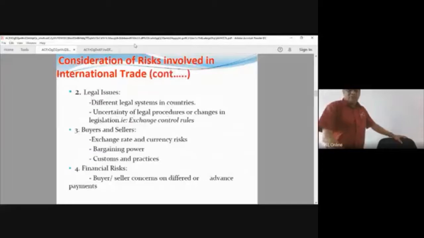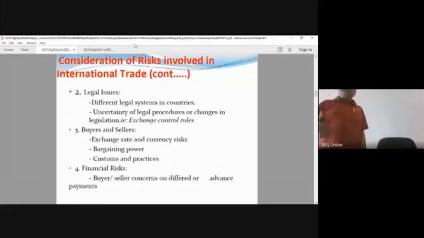Okay, then legal issues. What do you mean by legal issues? Different legal systems in countries. Ours is English law or Roman Dutch law. Saudi, what's the law? Sharia law. They have Sharia law, right? So different legal systems. Then uncertainty of legal procedures or changes in legislation.